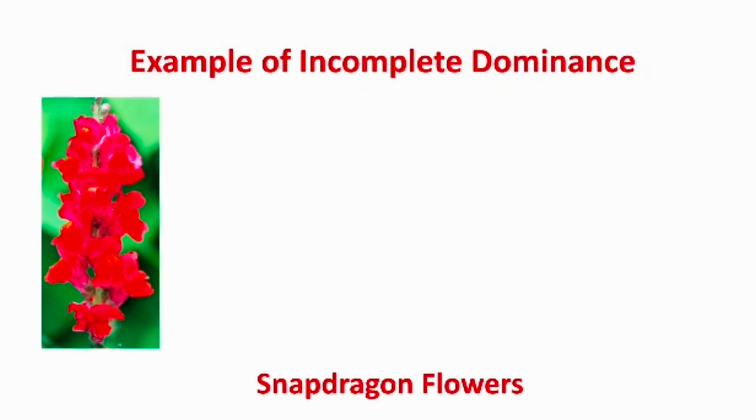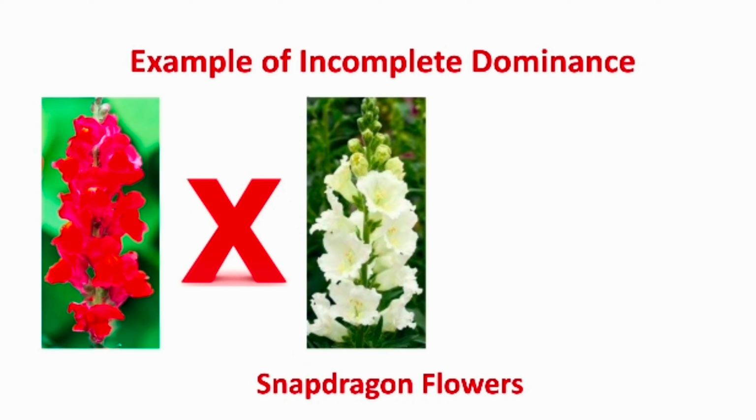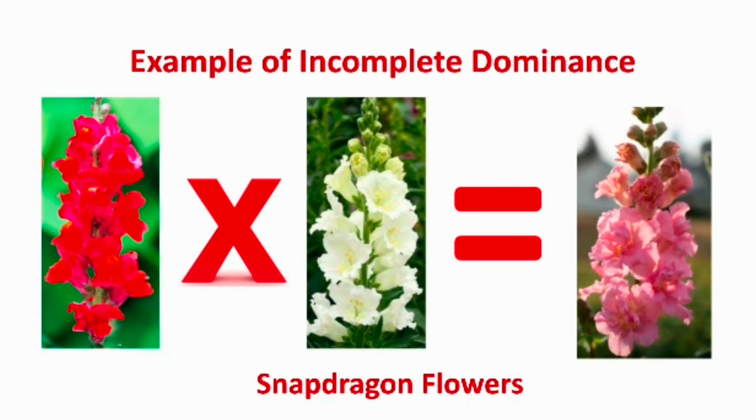Okay, so we have here an example of incomplete dominance. A red snapdragon flower is crossed with a white snapdragon flower. The resulting offspring is a pink snapdragon flower. Why is this so? Now let me show you how this happened using our Punnett square.